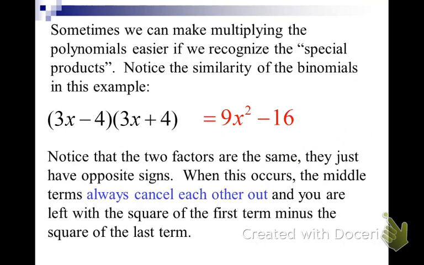So the 3x times 3x is 9x squared, but when we multiply negative 4 times positive 3x, we're going to get a negative 12x. And when we multiply a positive 3x times a positive 4, we're going to get a positive 12x. And when those add together, they make 0. So that middle term cancels out, and we end up with 9x squared minus 16. Some of you are going to recognize that from our factoring map as a difference of squares.